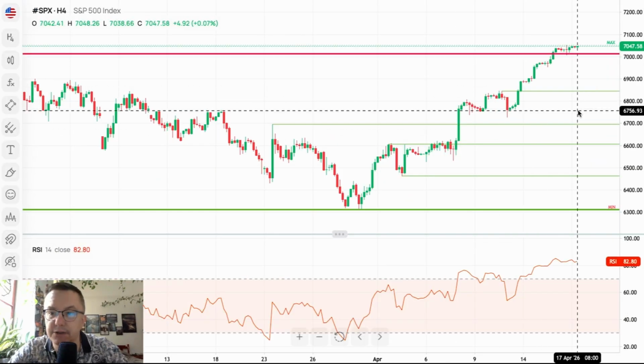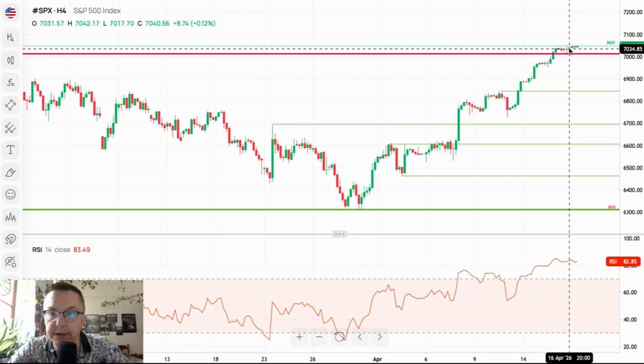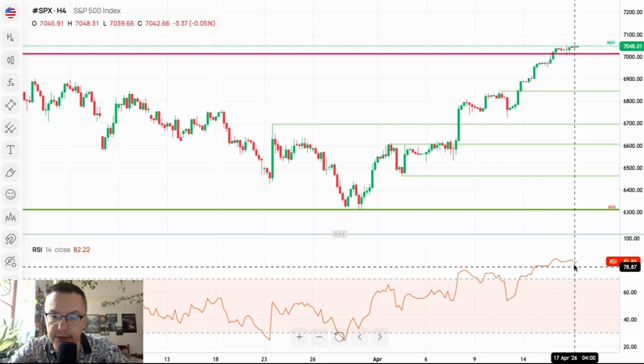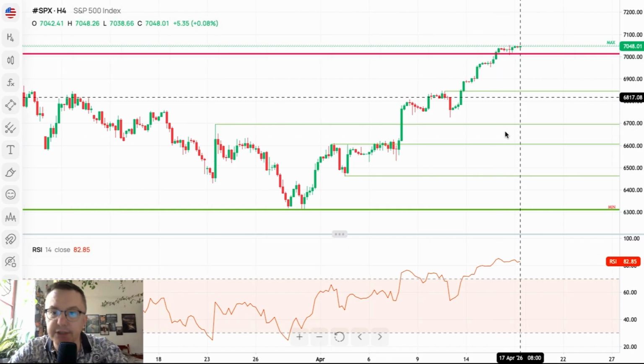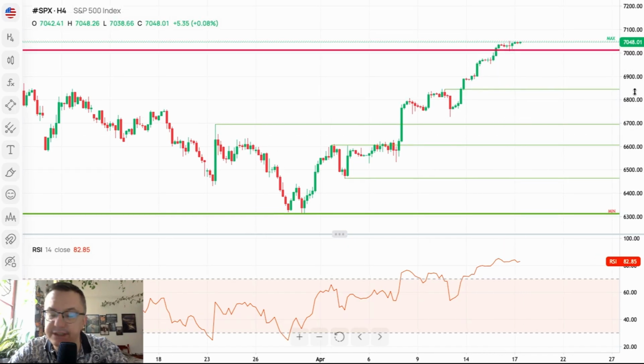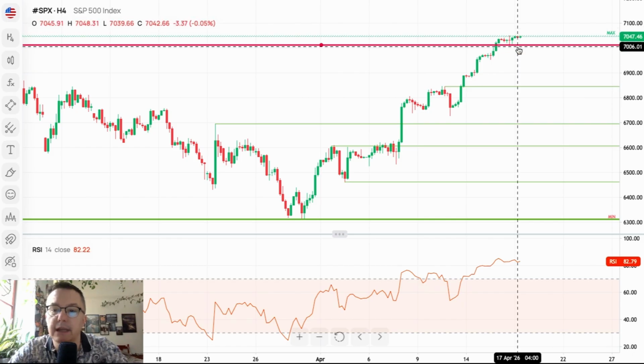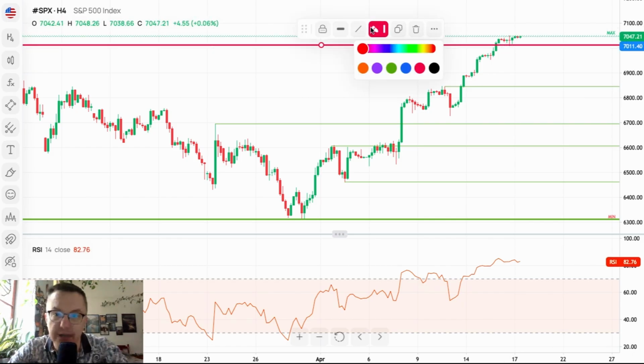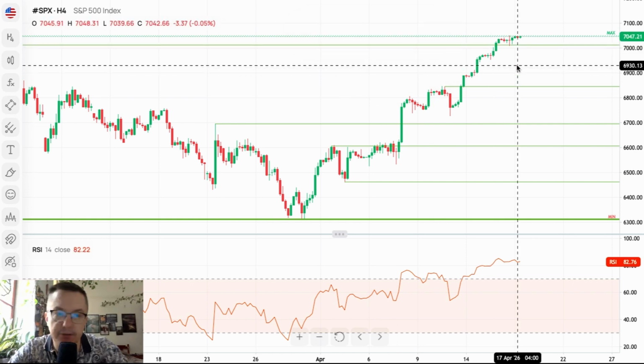S&P 500, another all-time high completed. 7,051 is the current level, extremely overbought market conditions. So this level here, 7,014, will be considered a local and immediate technical support. So yeah, we can change this level to the general technical support. So it's green now.